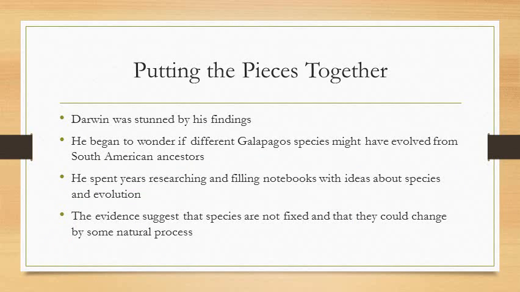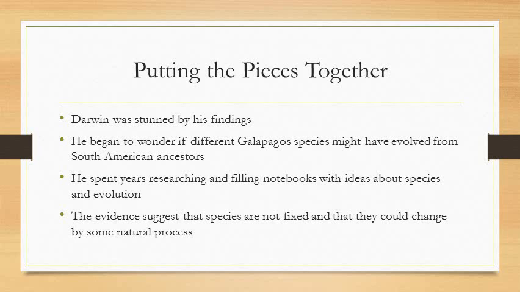So, to conclude, if we put all the pieces together, we discover that Darwin was actually stunned by all of his findings. He wasn't sure what he would find, and he then began to wonder that if there were different species on specifically the Galapagos, which he spent about 5 weeks at, could they have come from other ancestors? So specifically, he was looking at South American ancestors. From this, he spent years researching, filling notebooks with ideas. He wrote, once again, different observations and characteristics of species and how they could connect and what kind of evolution occurred.